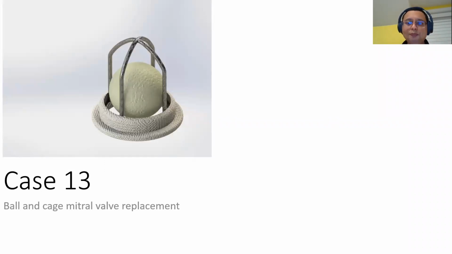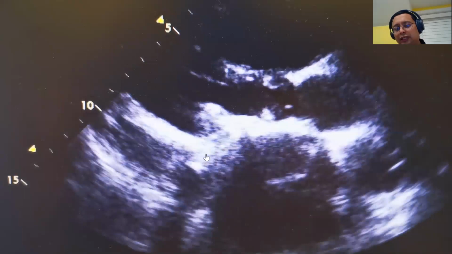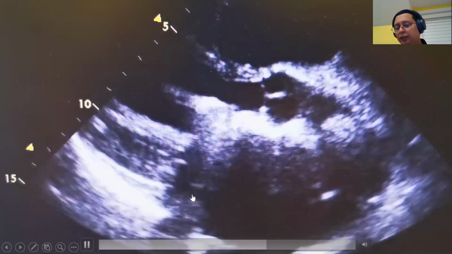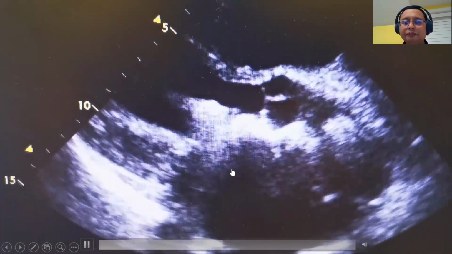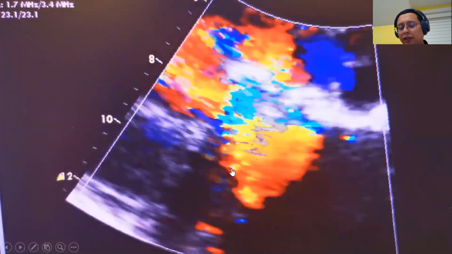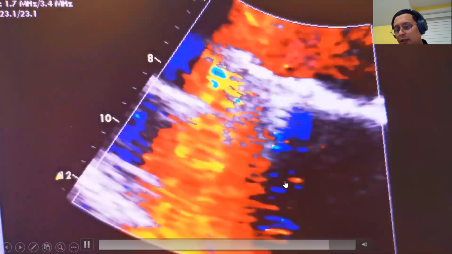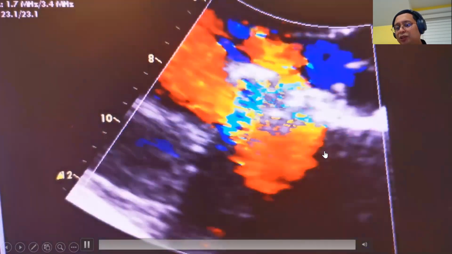So for those of you who missed the previous ball and cage, I show you another ball and cage mitral valve replacement. Okay, so this is another ball and cage. If you look at the parasternal long axis view, if you just look at this, there's no way I can tell whether this is ball and cage or bileaflet or single tilting disc. Okay, so you look at the flow across the mitral valve. Remember, the shadowing from the metallic disc might cause the regurgitation to be obscured.